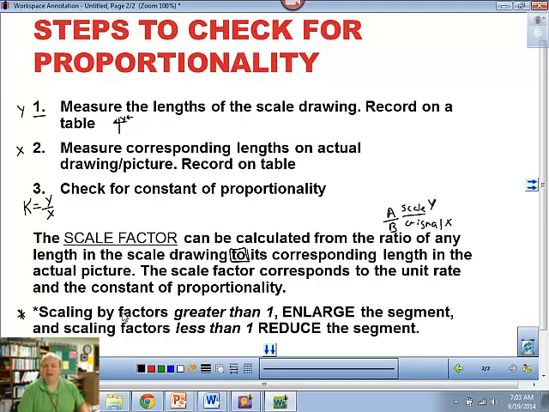Okay, if I am scaling by factors greater than 1, like 3, 5, I'm actually going to enlarge the segment. However, on the opposite, if I am going to scale by factors less than 1, like 1/2, 1/4, 3/8, that's going to reduce the segment. So if I want an enlargement, it has to be greater than 1, like 1 1/2 would enlarge it. But if I have a factor less than 1, like 5/16, I'm going to reduce my actual drawing. Okay? Let's look at how this plays out.